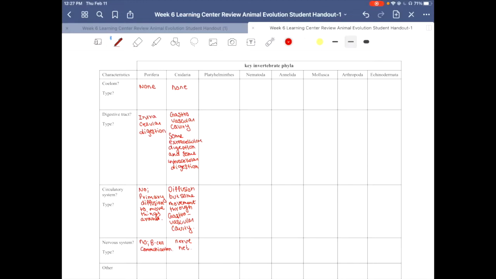And then the next group, the Platyhelminthes, which are our worms, or flatworms, are also not going to have any coelom, but their gastrovascular cavity is going to be more branched, so it's a little bit more advanced than just a straight tube going through the organism.